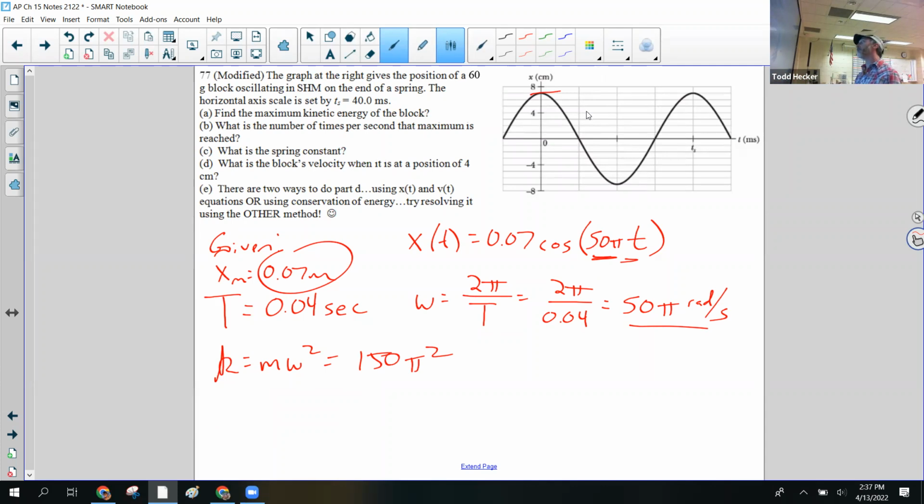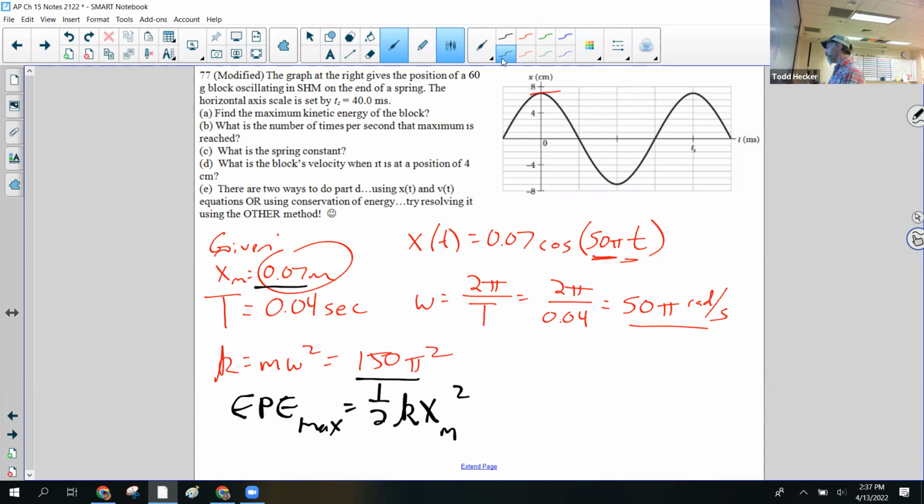The question asks about the maximum kinetic energy. So where I was headed with this, here's one way of doing this. I can find my elastic potential energy max by doing 1/2 K times X max squared, right? So here's my K value, here's my X max value, plug those in, and you get, I wrote down 3.6, but again, I'm nervous. So let's do this. 150 pi squared is my K, divided by 2 times 0.07 squared.